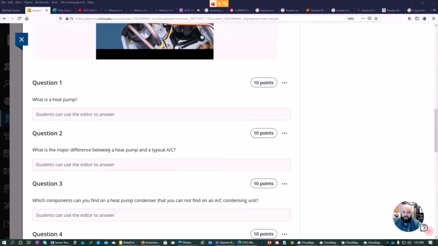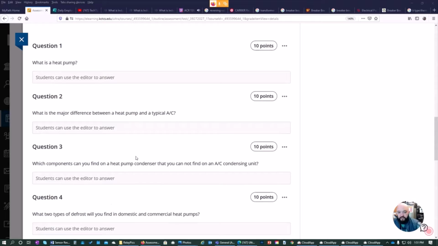What is the major difference between a heat pump and a typical AC? A typical AC can only cool your house or lower the temperature in your house. A heat pump can lower the temperature in the summer and raise the temperature in the winter. It can heat and cool. Which components can you find on a heat pump? Condenser, that's the outdoor unit typically. Referred to as the condenser.